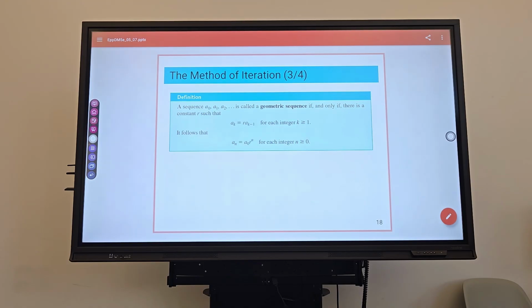A sequence is called a geometric sequence if and only if there is a constant R such that A sub k equals R times A sub k minus 1 for each integer k greater than or equal to 1. It follows that A sub n equals A sub 0 times R to the n.